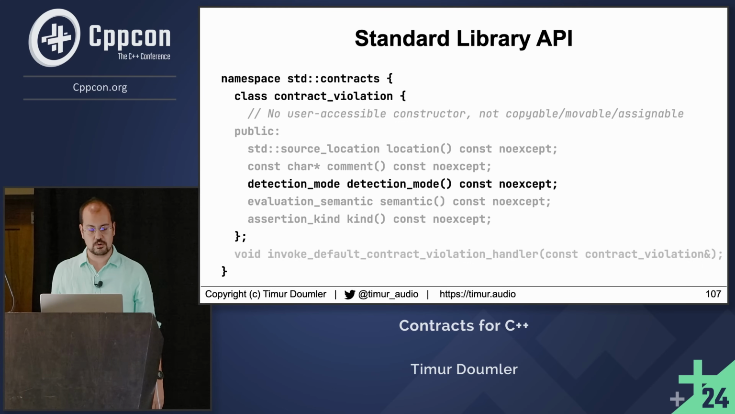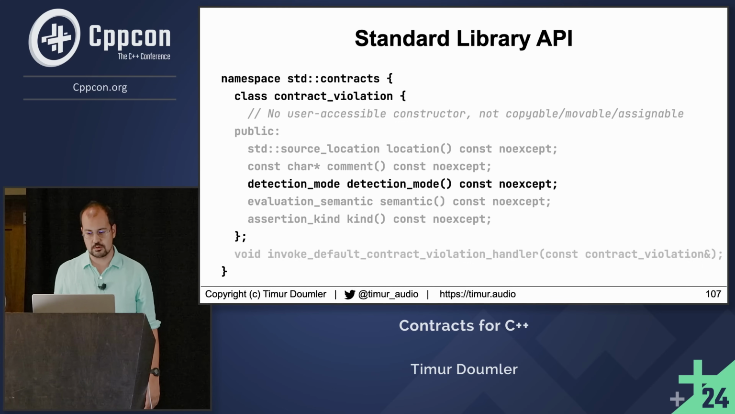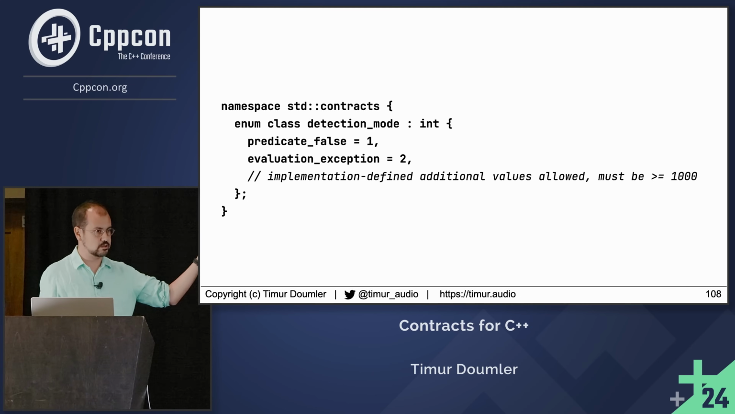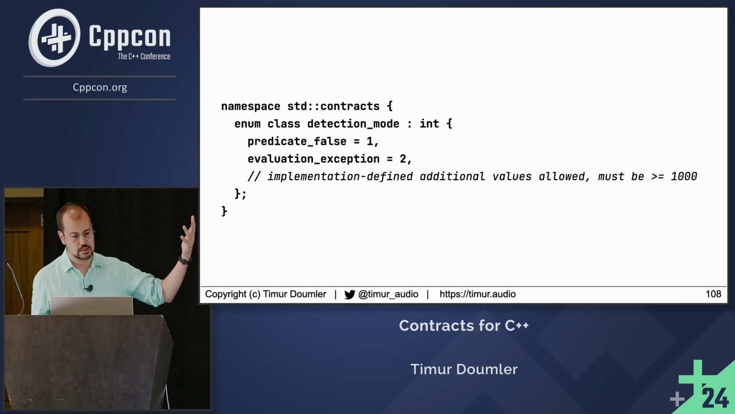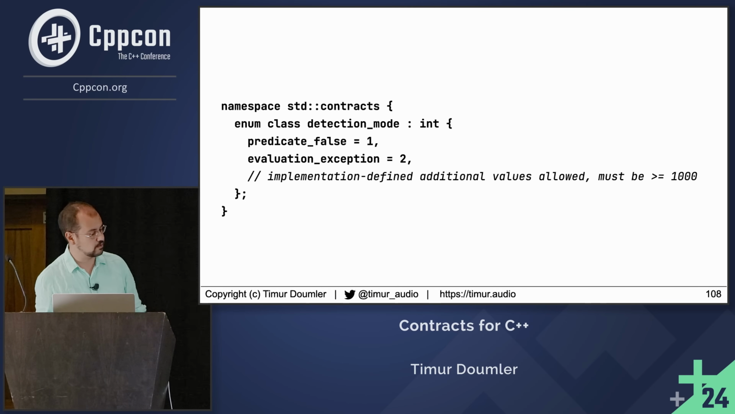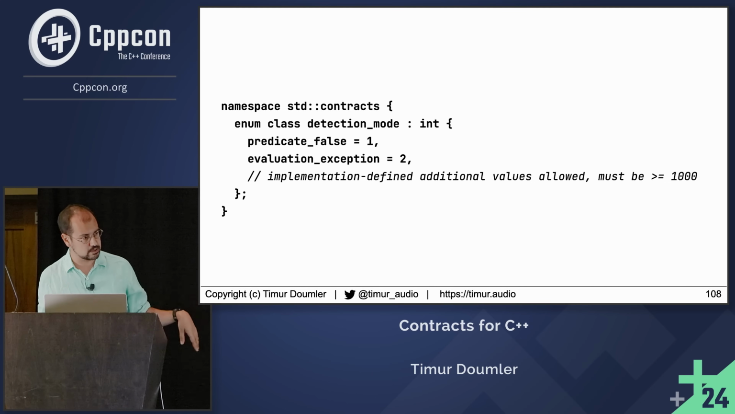There's detection mode, which is a little enum that tells you how the predicate failed to evaluate to true. It might have evaluated to false. It might have actually thrown an exception while you were trying to check the predicate. This is also going to end you in the violation handler, but you can distinguish this case. And you can then even get that exception out. What's the current exception?